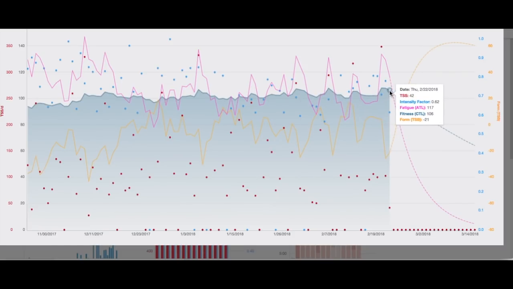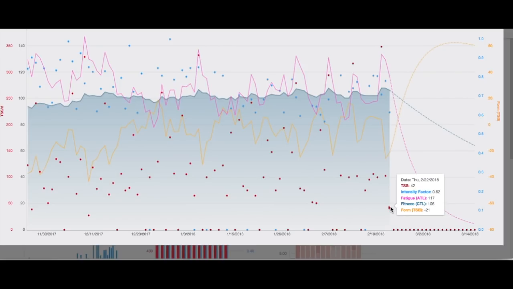So for example, here it shows us the date is 2/22/2018. That's the 22nd of February. It's showing that today there was a workout with a TSS score of 42 with an intensity factor of 0.6. This athlete's fatigue level is scored at 117. Their fitness, or chronic training load, CTL, is 106. And their form is -21, which means they're in a depressed form because they're carrying a lot of fatigue.